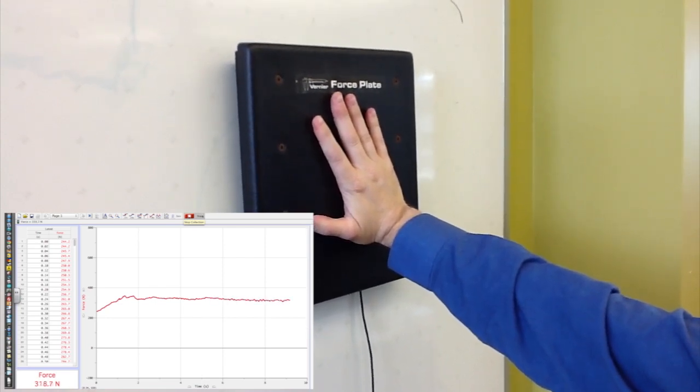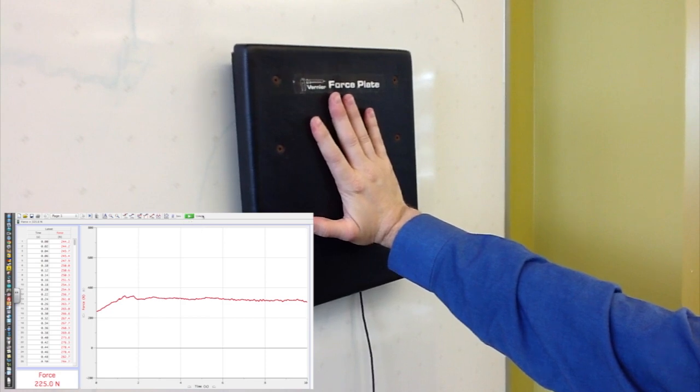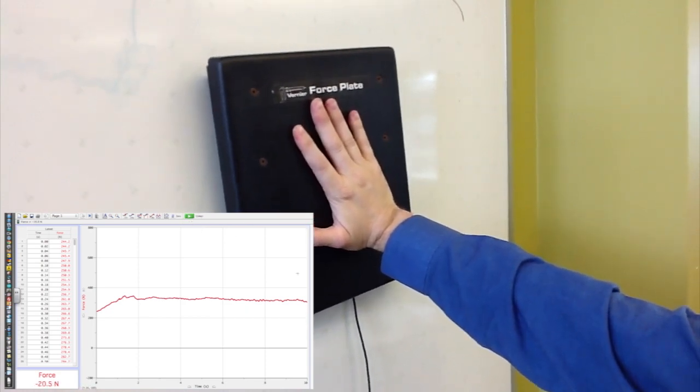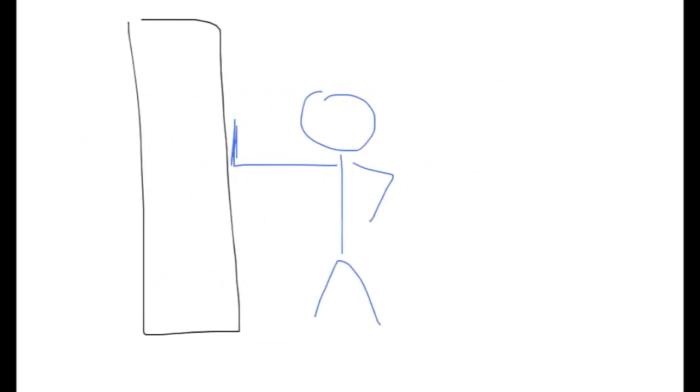If this force represents the force with which I'm pushing on the wall, what is the force that the wall is pushing on me with? It must be the same size. Think about it. What would happen if I were pushing on the wall harder than it was pushing on me? What would happen if the wall was pushing harder on me?